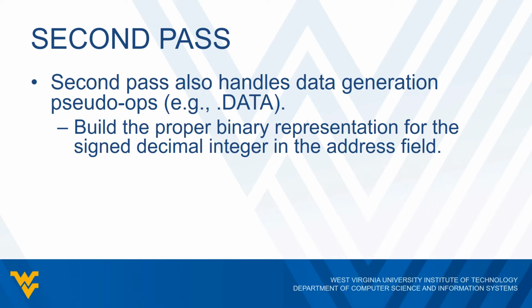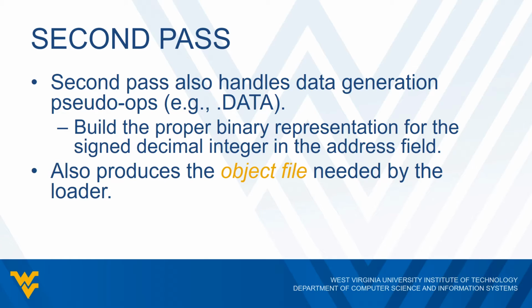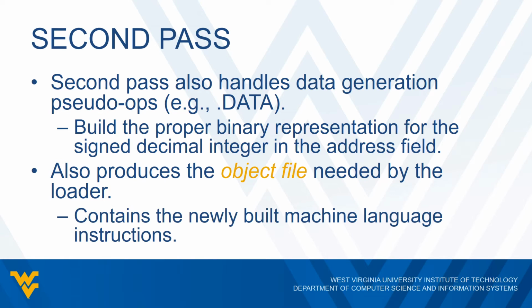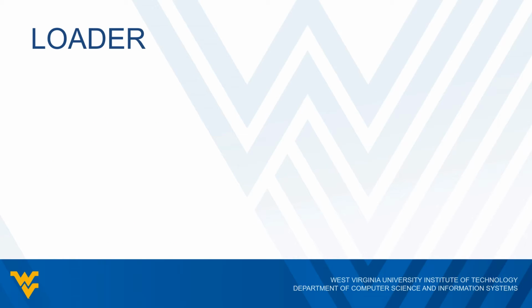Another thing that the second pass needs to do is to produce the object file needed by the loader. After all the fields of an instruction have been translated into binary, the newly built machine language instruction and the address of where it is to be loaded are written out to a file, which we call the object file. After completion of both passes, the object file contains the translated machine language object program. This object program then becomes the input to yet another piece of system software, which we call the loader.